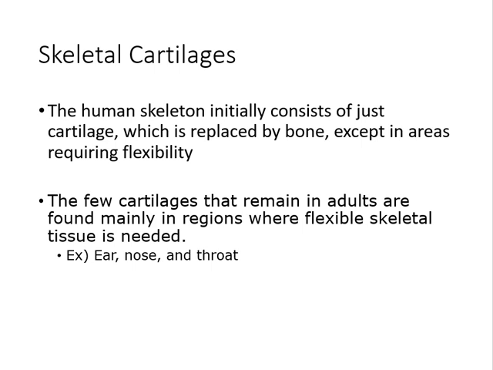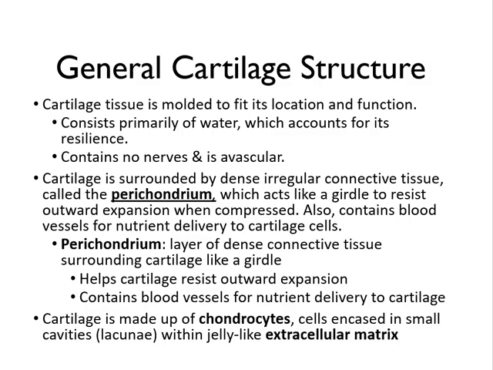Now, there are a few cartilages that remain in adults after ossification, and again, that's where flexibility is needed. Some examples are the ear, nose, and throat. But also, let's review general cartilage structure, not just the fact that cartilage provides both strength and flexibility. Well, cartilage tissue is molded to fit its location and function. It consists of primarily water that accounts for its strength and its resilience.